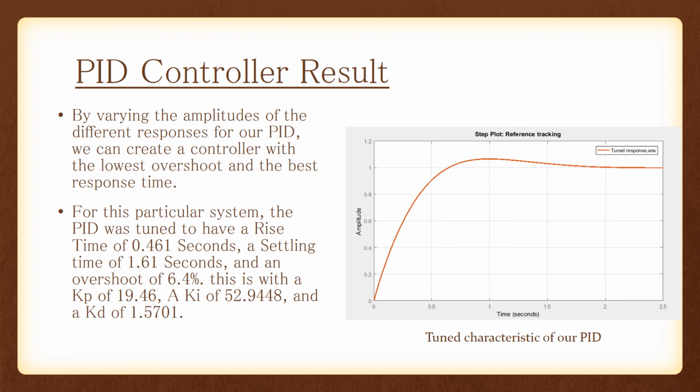This is with a Kp of 90.46, Ki of 52.9448, and Kd of 1.5701. And it is the graph for tuned characteristic of our PID.